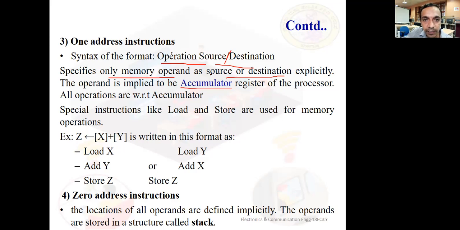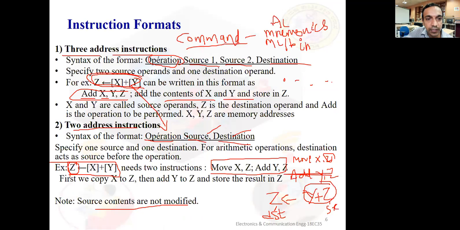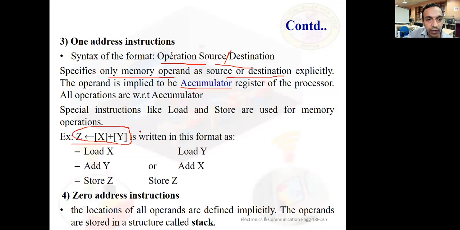One more data you can specify with your mnemonic over here in the 1 address format. Again, if I take this example, in 3 address format, it needed only one assembly language instruction. You can see in 2 address format, the same operation had 2 instructions to complete. Now in 1 address format, this operation requires 3 instructions to perform. That is how assembly language implementation varies based on the formats available to us.